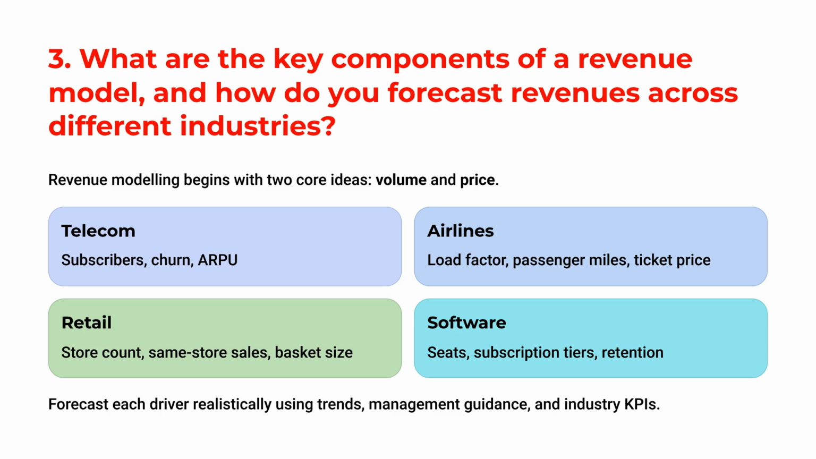What are the key components of a revenue model, and how do you forecast revenues across different industries? Revenue modeling begins with two ideas: volume and price. Depending on the sector, you break revenue into drivers: telecom, subscribers, churn, ARPU; airlines, load factor, passenger miles, ticket price; retail, store count, same-store sales, basket size; software, seats, subscription tiers, retention. You forecast each driver realistically, often using trends, management guidance and industry KPIs.